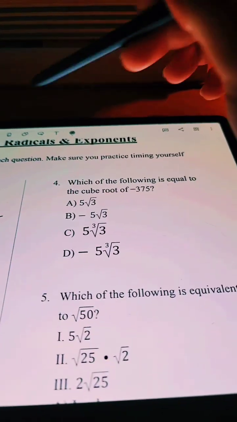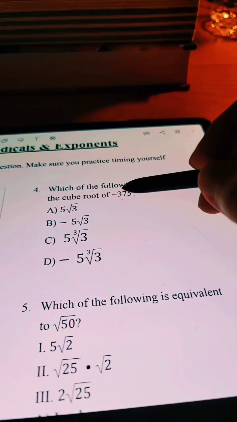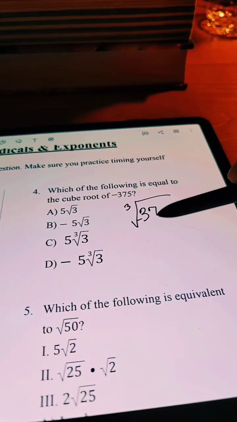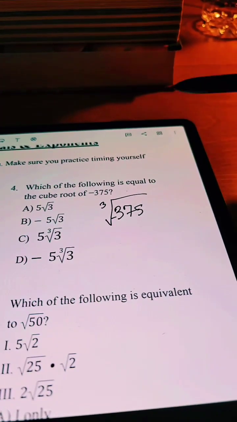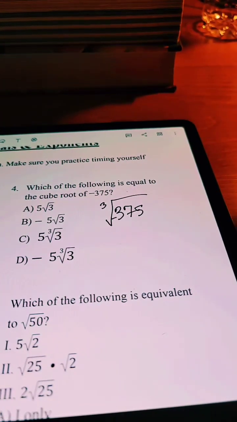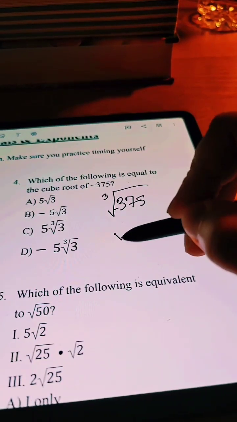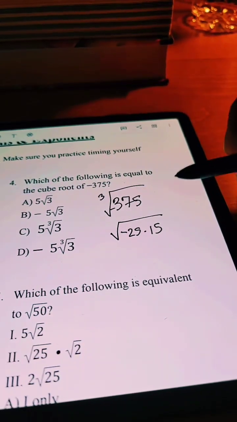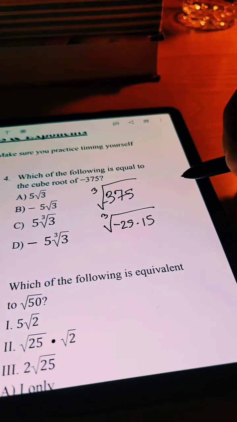So let's now go to this one right here. Which of the following is equal to the cube root of negative 375? So cube root of negative 375. Hold on, there's a little hair there. There we go. So there's 4 groups of 25 and 100. So then times that by 3, you get 12, and then 3 to get to, so then that's 15. Okay, so it's going to be the same thing as the negative of 25 times 15. Hold on. You could probably break that up further, yeah.